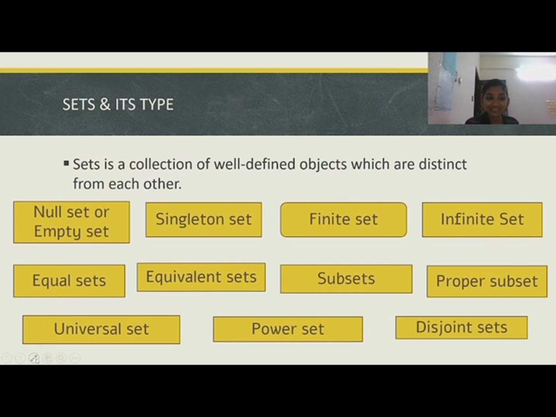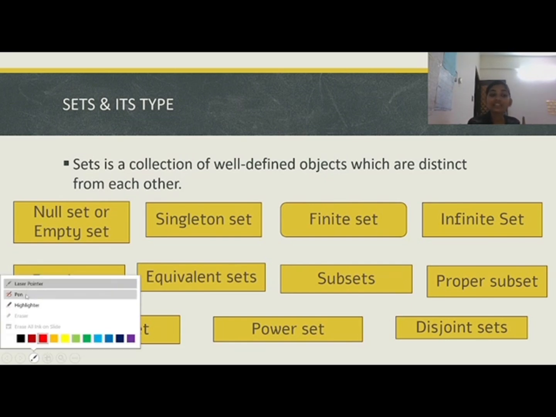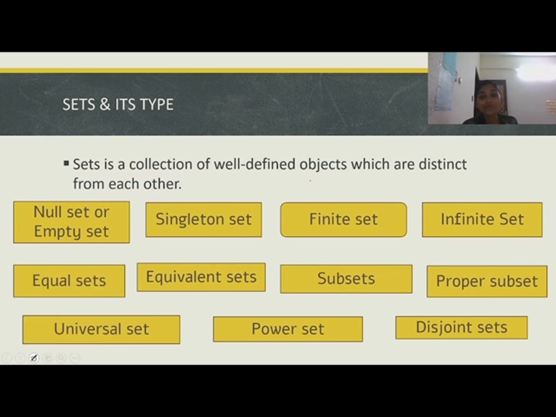So see, what is a set? A set is nothing but a collection of well-defined objects which are distinct from each other. Now let's study its types one by one. Null set or empty set: a set which contains no elements. It is represented by phi. A set which contains no element is called a null set or an empty set. Singleton set: a set which contains only one element. Study these two.